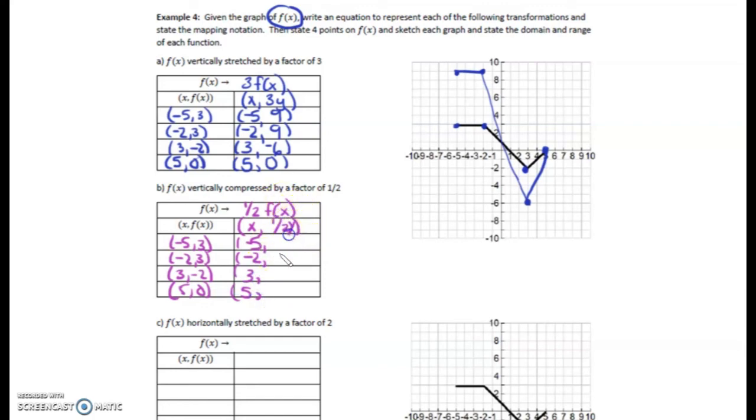Oh, I need a y in there. So 3 halves is 1.5. 3 halves is 1.5. A half of -2 is -1, and a half of 0 is 0. So -5, 1.5, -2, 1.5, 3, -1, and then 5, 0.